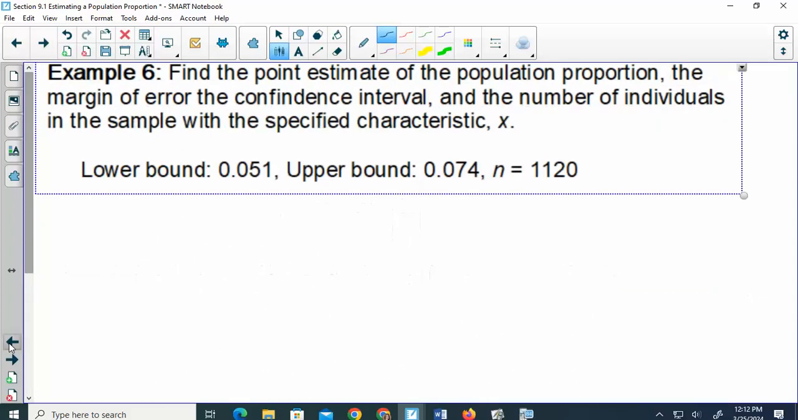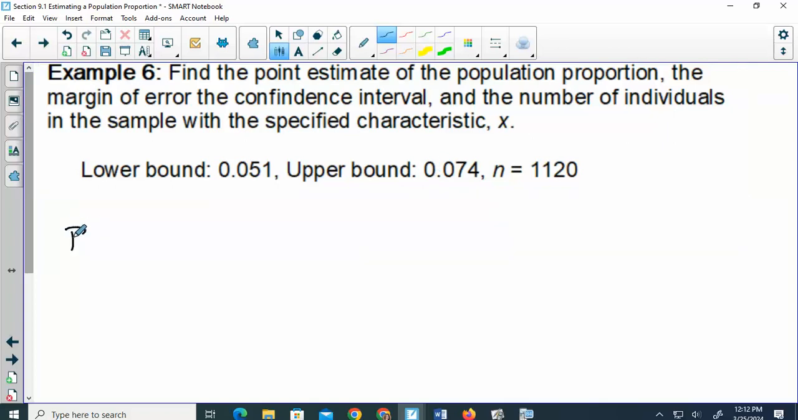Now, the one problem I skipped. Find the point estimate of the population proportion. So I'm looking for p hat, the margin of error, and the number of individuals in the sample with the given characteristics. So I'm looking for x.